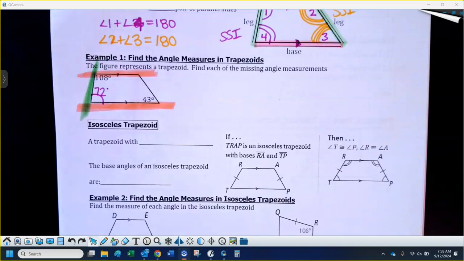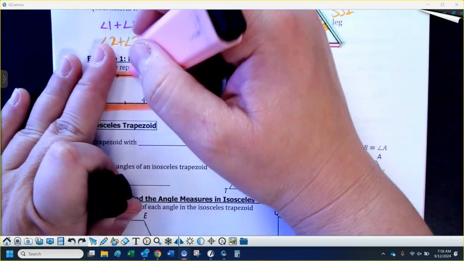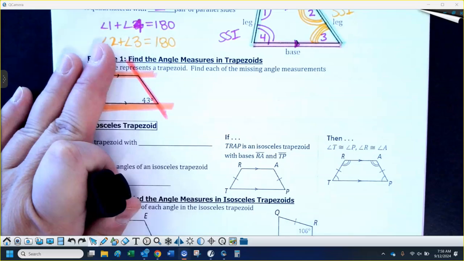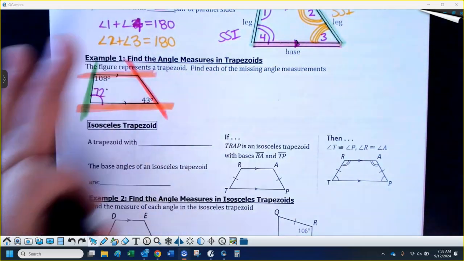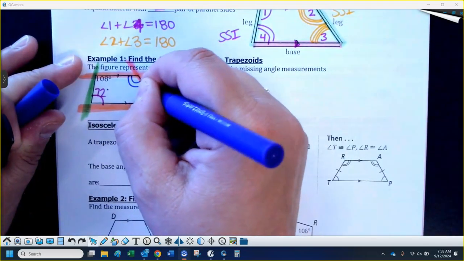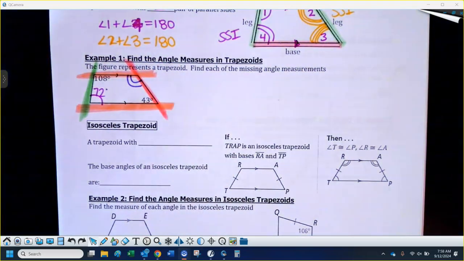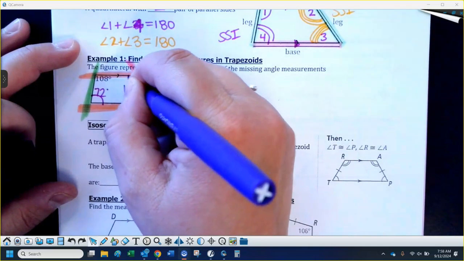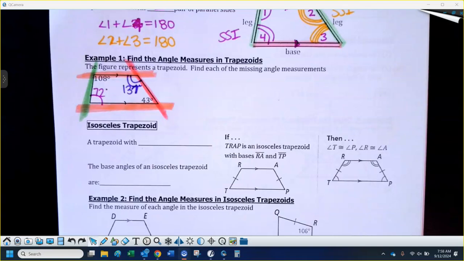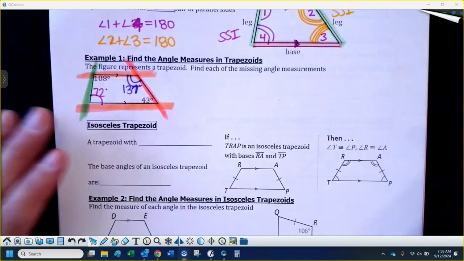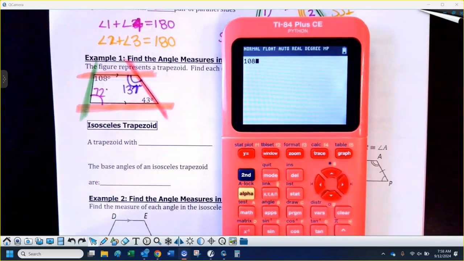Now, totally not involved with that. On these other sides, by the top and the bottom, the parallel lines, I've got a transversal here. What would the measure of this angle be? 137. You just subtract it from 180. If you wanted to check, do you know what the inside angles of any quadrilateral add up to? 360. So if you wanted to check real quick, 108 plus 72 plus 137 plus 43 should add up to 360.